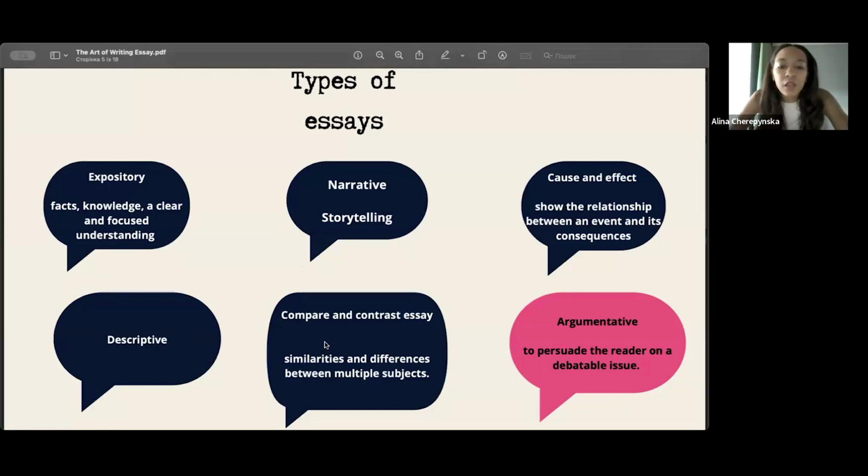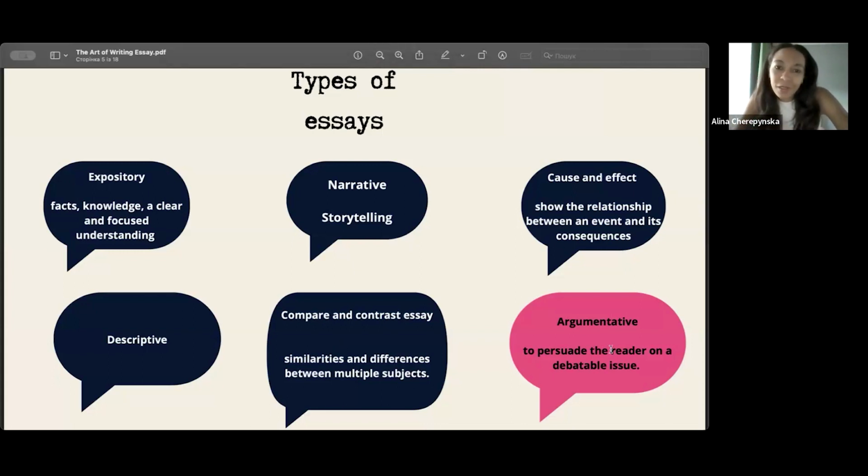Then we have compare and contrast essay. So here we're speaking about similarities and differences between multiple subjects. So your task is to identify what is similar and what is different. And as a subtopic, you can also include writing about advantages and disadvantages.